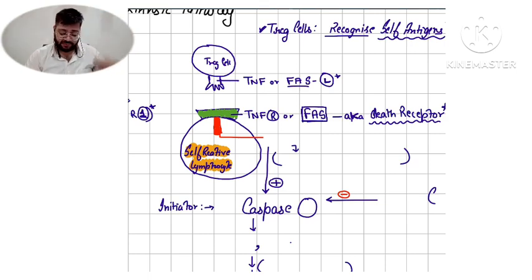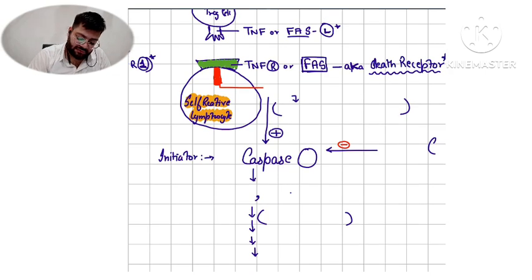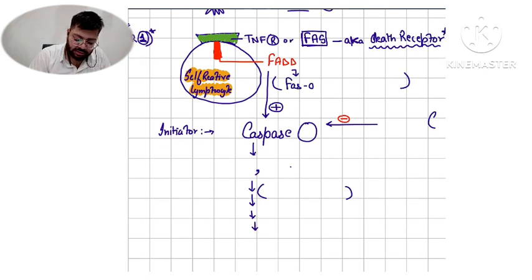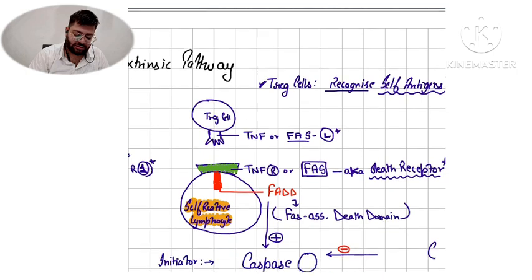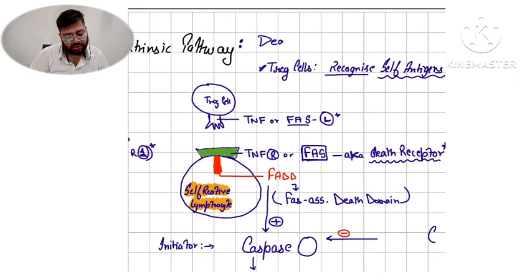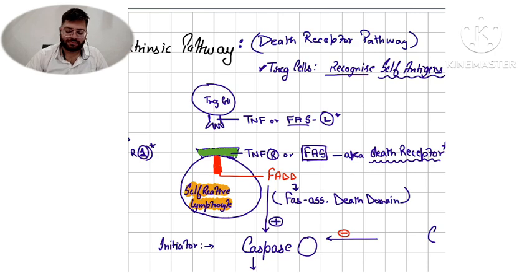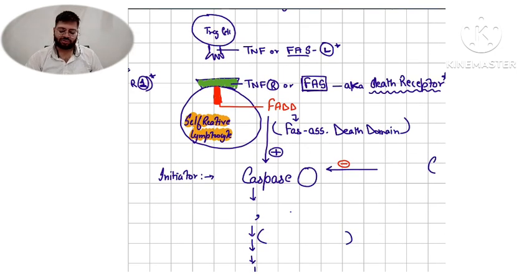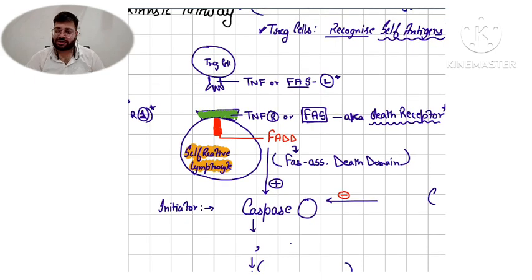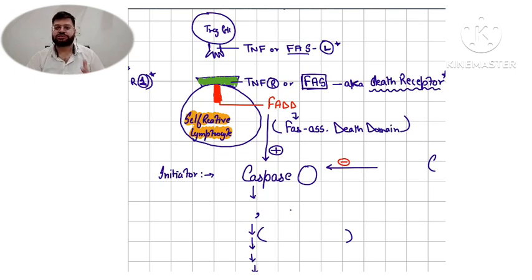Let's say the TNF or FAS ligand comes in contact with the TNF receptor or FAS. It will lead to stimulation and making of FADD, which is called FAS associated death domain. That is why another name of the extrinsic pathway is the death receptor pathway. If this receptor gets stimulated, the cell will die. It's as simple as that. It will be stimulated by the T regulatory cell because it detects self antigens, and this cell has self-reactive antigens because it will react on our own cells.